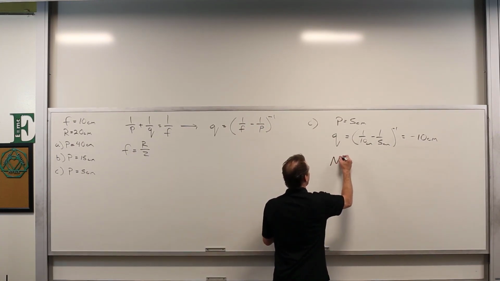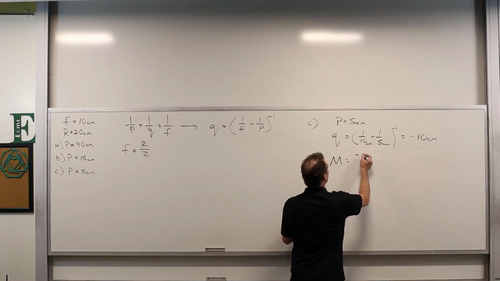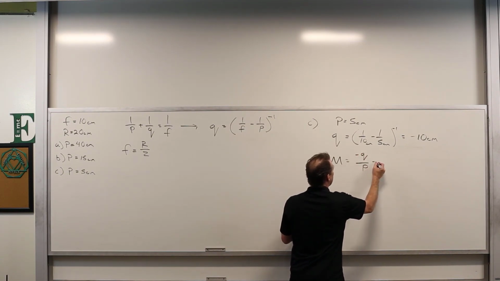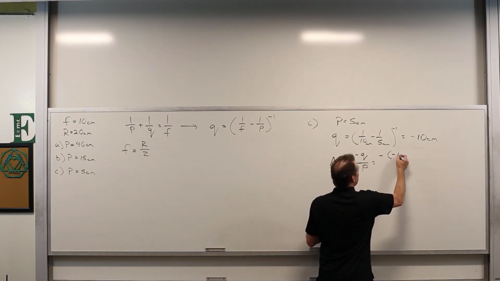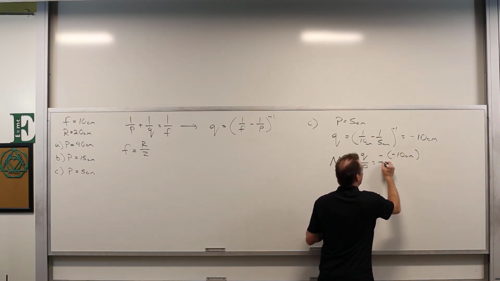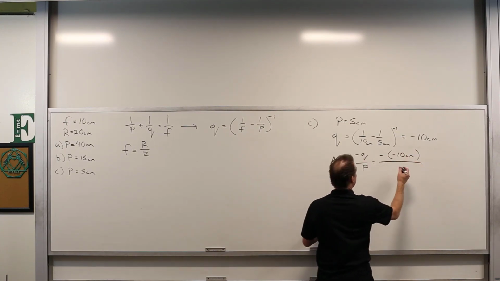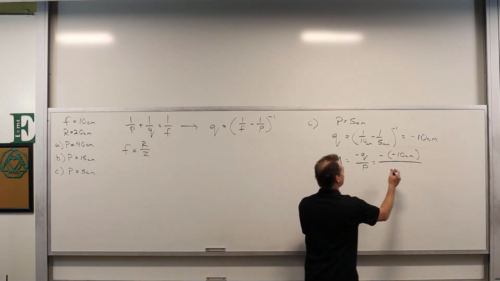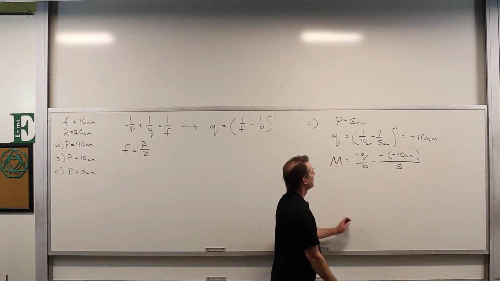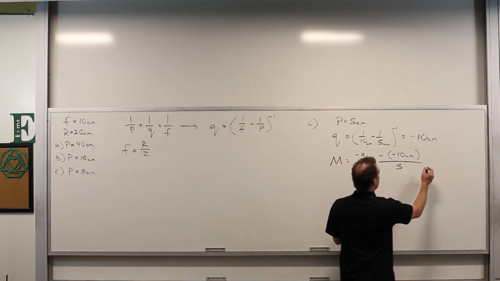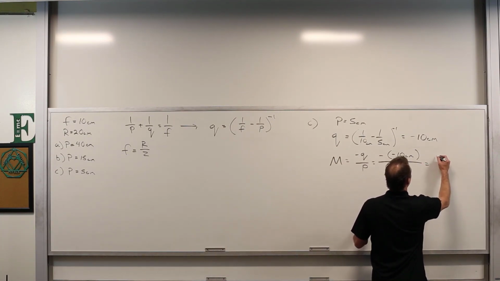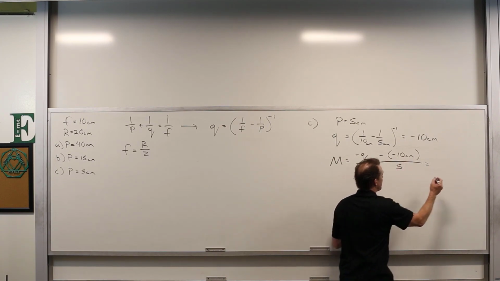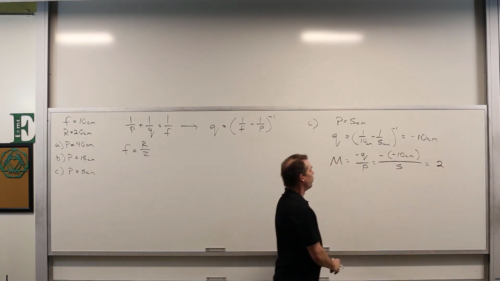Let's look at the magnification. The magnification being equal to negative Q over P is going to be negative 10 divided by, well, P is equal to, what is it equal to? P is equal to 5, right? 5. All right. This is going to end up being equal to 10 divided by 5. The negative signs cancel out, and that gives us a 2.